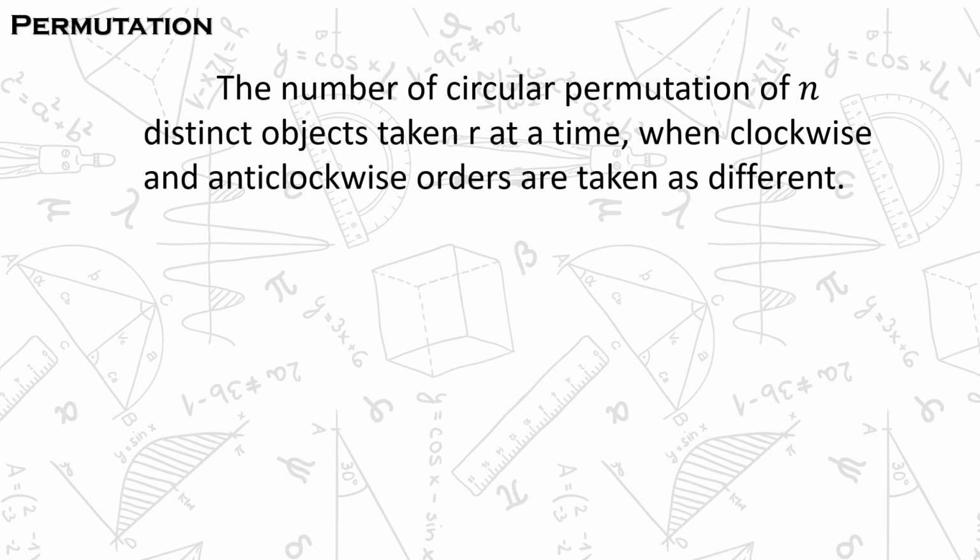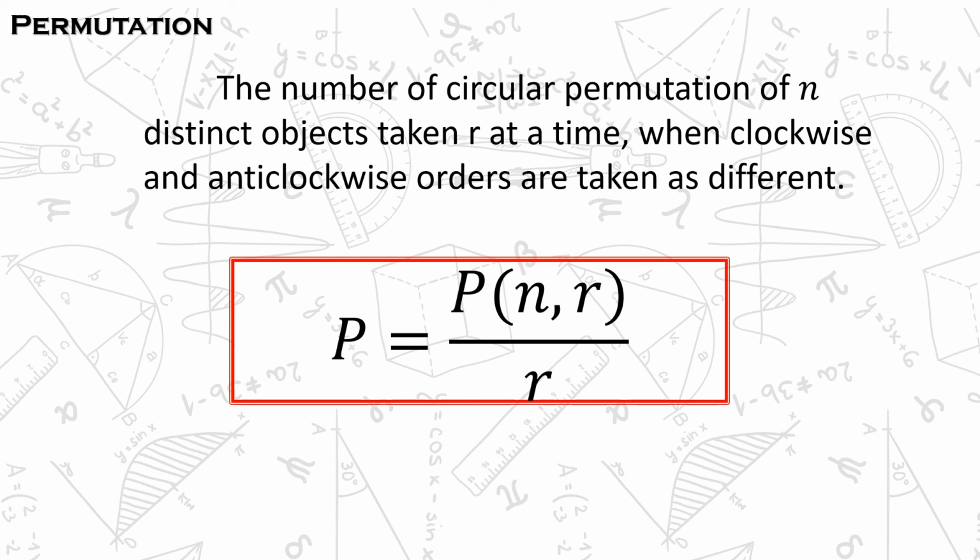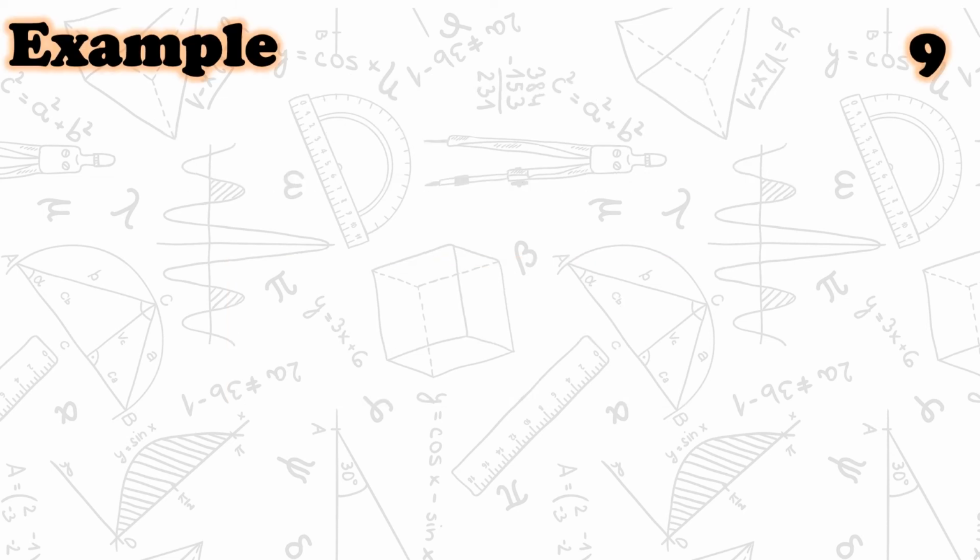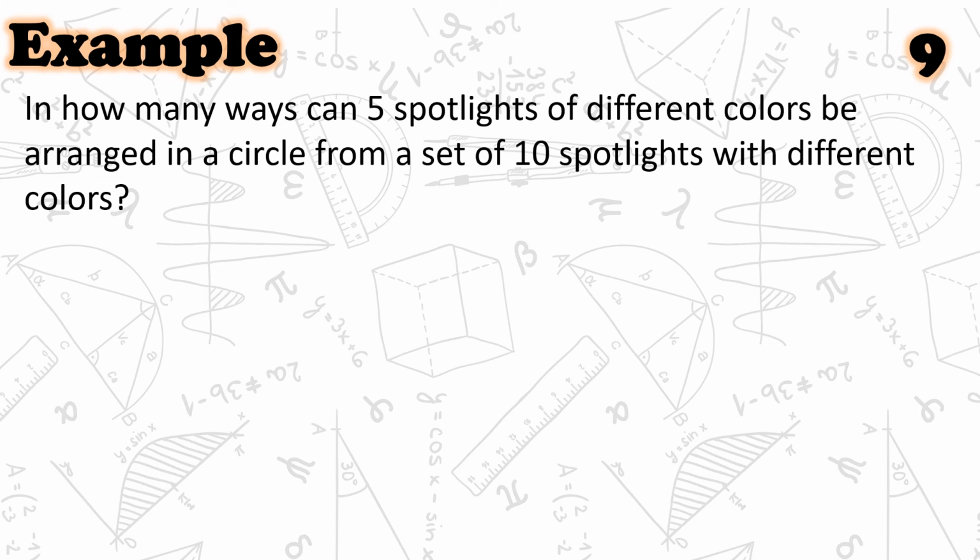The number of circular permutations of n distinct objects taken r at a time when clockwise and anticlockwise orders are taken as different, we use the formula P is equal to n permutation r over r. In how many ways can 5 spotlights of different colors be arranged in a circle from a set of 10 spotlights with different colors? Here's our suggested solution.